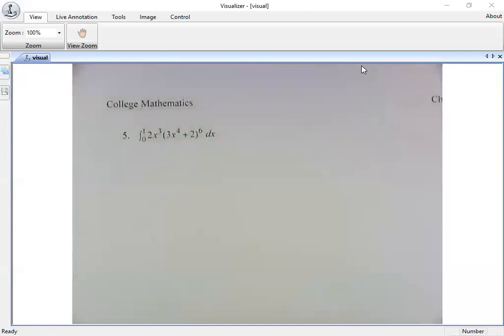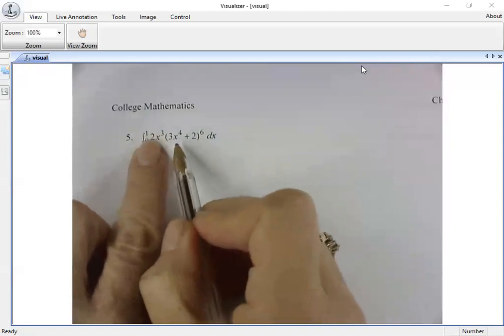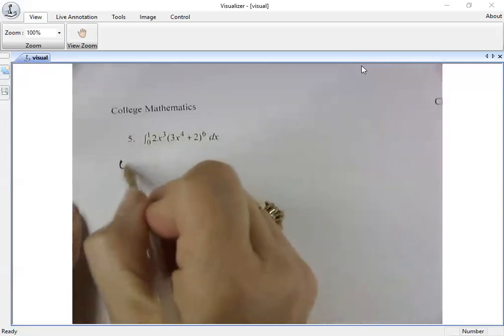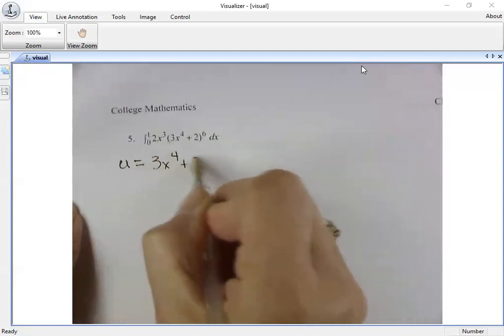All right, look at number 5. Put on your thinking cap for a minute. What do you notice? We need to use it because there's more than one. We need a U substitution. You're exactly right. And I know that because I've got 2 factors here and they both have variables in them. So what would we want U to be? 3x to the 4th plus 2. Good. 3x to the 4th plus 2.